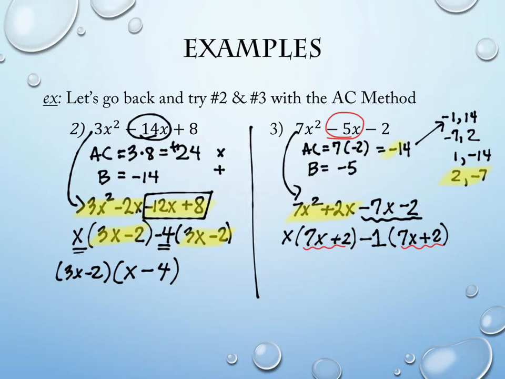So now, just again like the last problem, I end up with a place where I pull out the parts that match, 7x plus 2. I factor them out. I'm left with an x, and I'm left with minus 1 for my other pieces of my factoring.